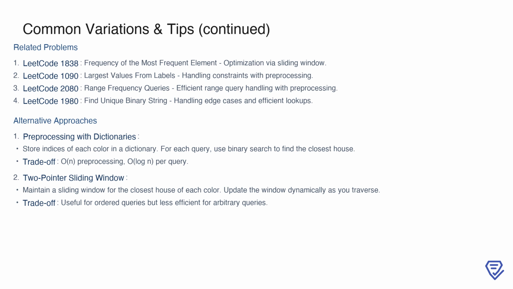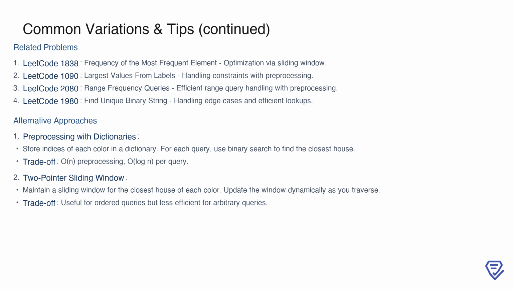In terms of alternative approaches, one option is pre-processing with dictionaries. Here, you store the indices of each color in a dictionary, and for each query, use binary search to quickly find the closest house. This method balances pre-processing time and space at O(n), while each query runs in O(log n). Another approach involves using a two-pointer sliding window.